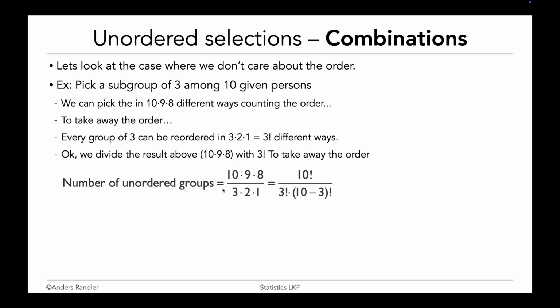And if you think about it, you could have done this a bit differently. Instead, say you write 10 factorial and you divide with 10 minus 3 factorial, which if you think about it is 7 factorial. So this is kind of like the tail. If you have 10 factorial, you will have 10 times 9 times 8 times 7, etc. And this will be the tail, 7 times 6, etc. So by dividing with this, you get just 10 times 9 times 8. And then you divide with 3 factorial. So this is the number of unordered groups of 3 among 10.